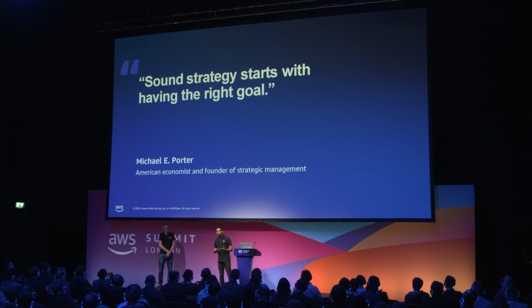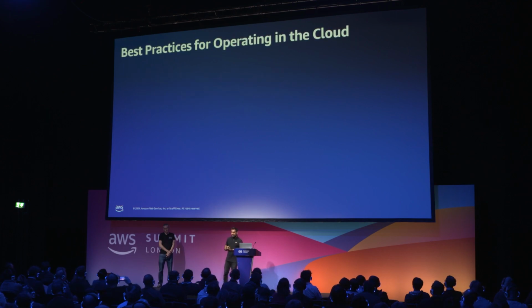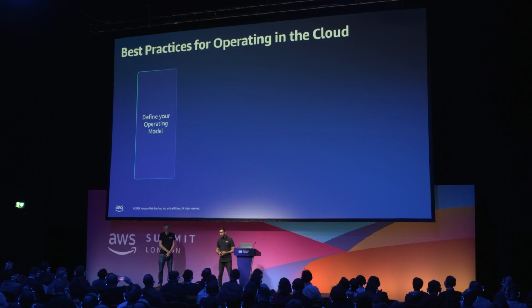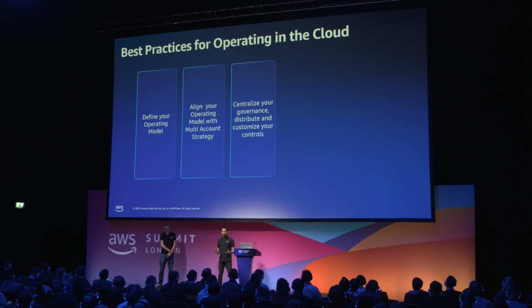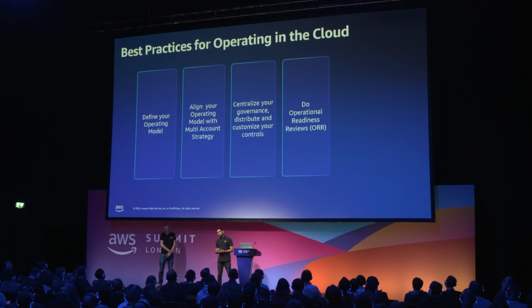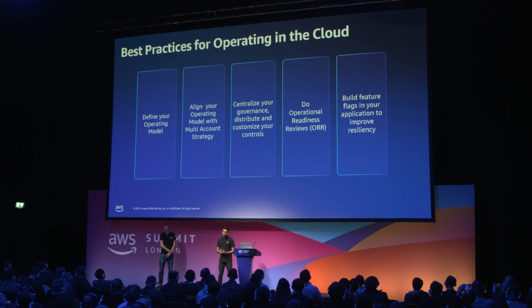And to achieve that, we talk about 5 best practices. Let's recap them. We talk about defining or evolving your operating model. Then we said, let's map that to a multi-account strategy, because you do need multiple accounts. Then we said, let's distribute the control through Control Tower. Then once you are in production, talk about operational readiness review, and we talk about EBCs there. And then finally, look at resiliency. Feature flags were a thing we discussed here.